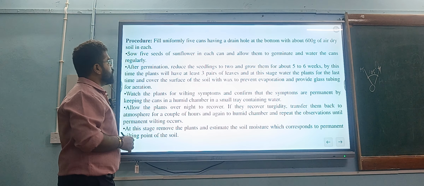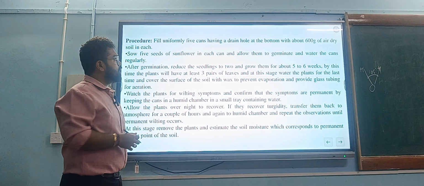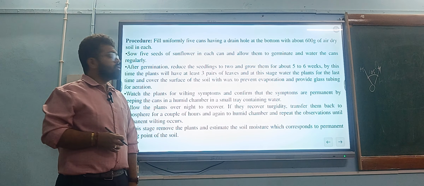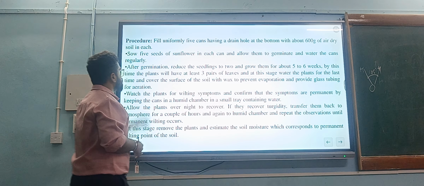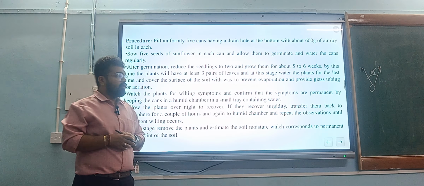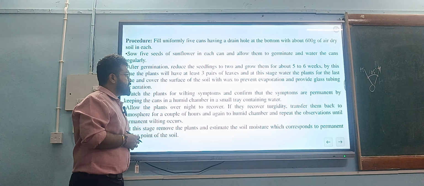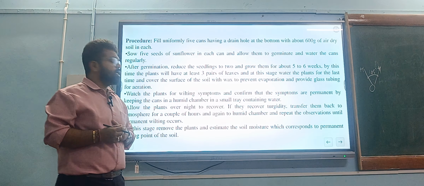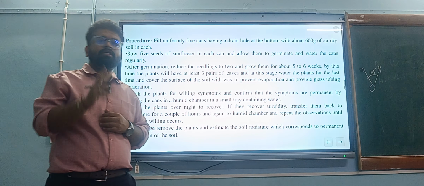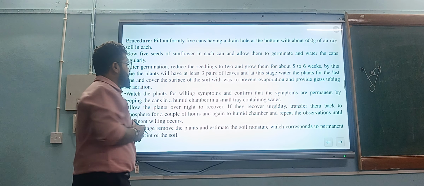So first fill uniformly 5 cans, having a drain hole at the bottom, with about 600 grams of air dry soil. Then soak 5 seeds of sunflower in each can and allow them to germinate. Then after germination, reduce the seedlings to 2 to 3, so that only 1 or 2 seedlings at maximum remain there.